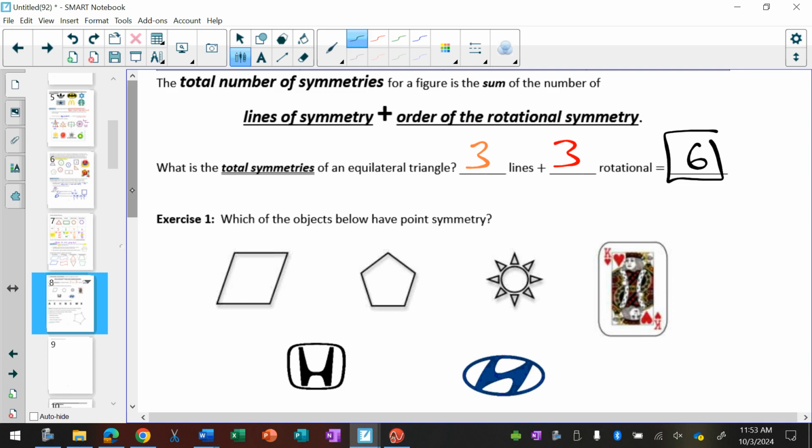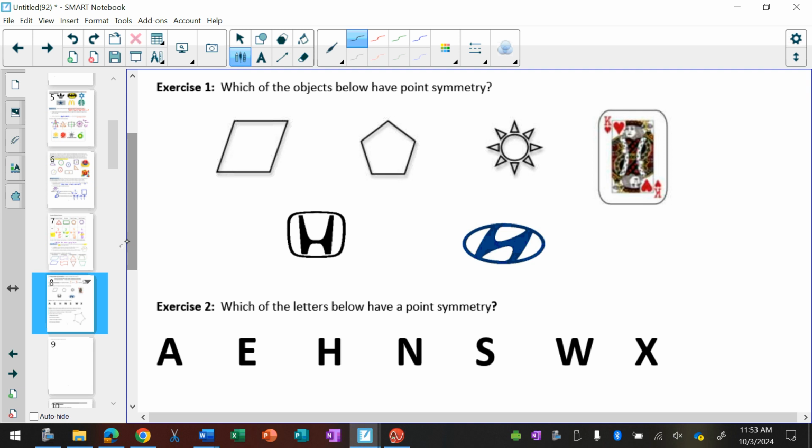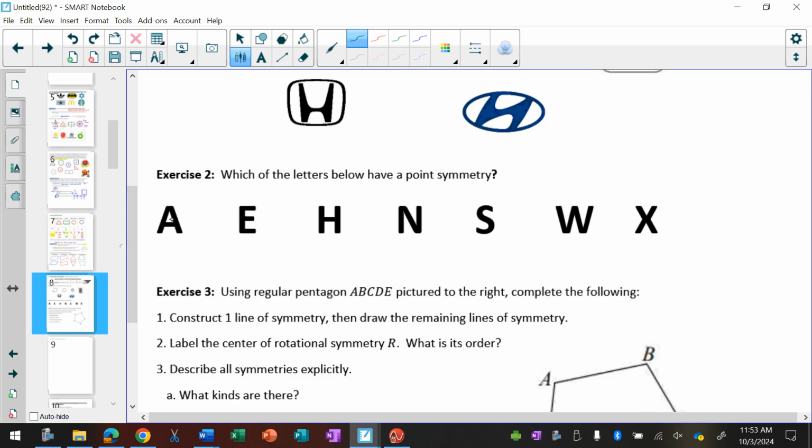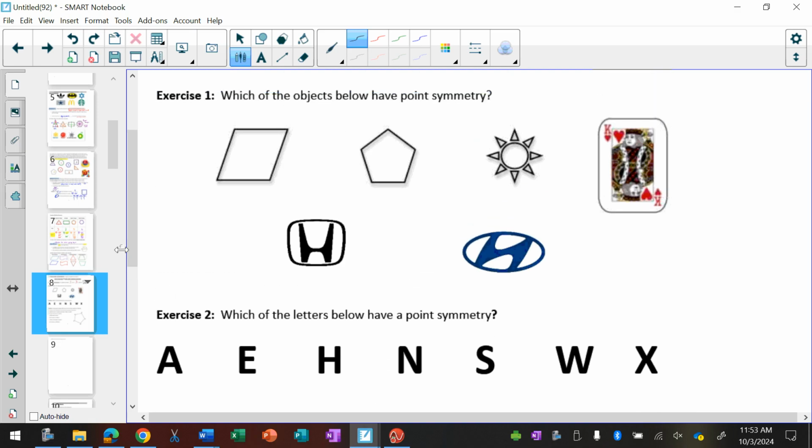Okay? So let's just make sure we understand this. Which of these shapes look the same upside down? And which of these letters look the same upside down? So pause the video, take whatever time you need, and figure out which shapes look the same upside down and which letters look the same upside down. When you're done picking those out, then you can come back.